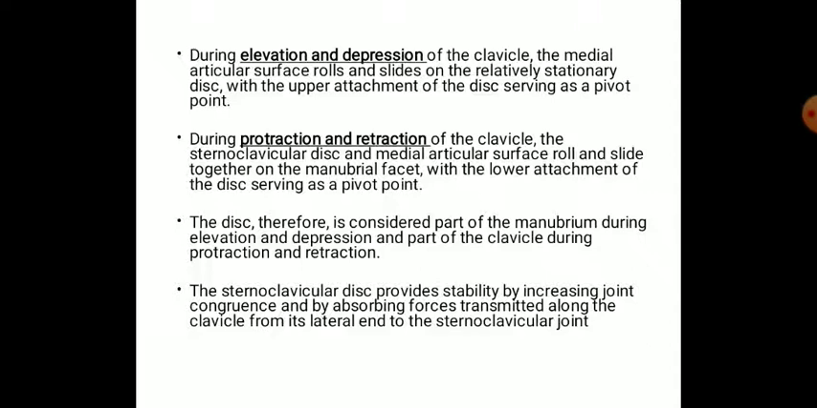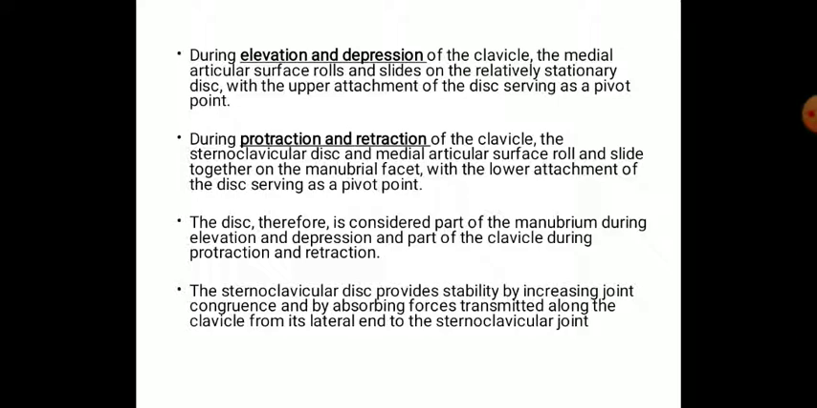As I said, whenever we go for elevation and depression, the disc is attached to the manubrium, or the head of the sternum, to produce that particular movement. That's the reason we have the upper part of the disc as a pivot point. But whenever we go for protraction or retraction, the disc detaches from the manubrium and attaches to the clavicle bone, and the lower end of the disc acts as a pivot point. So this is how the disc plays a role in the movements of the sternoclavicular joint.